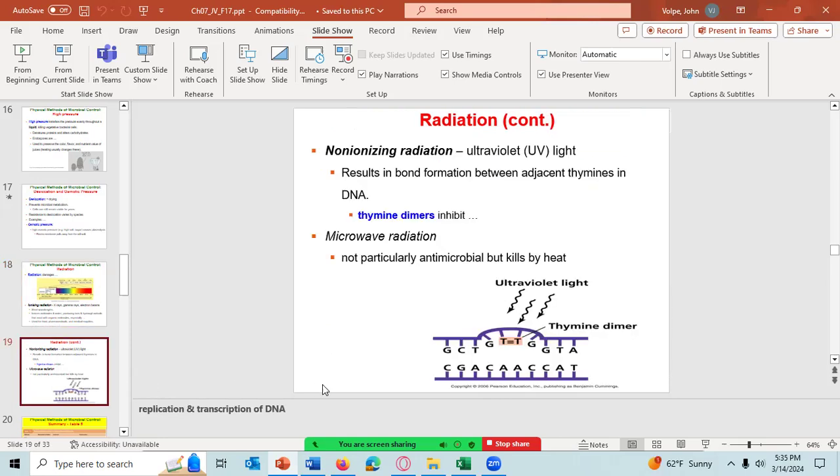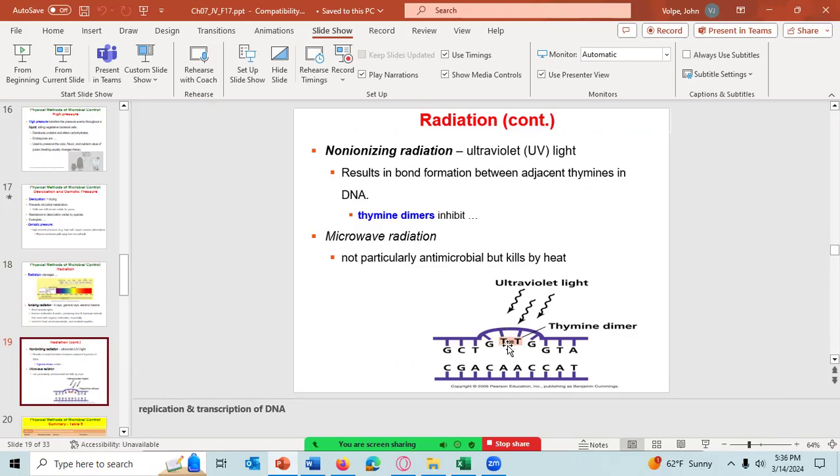Non-ionizing radiation is a radiation that doesn't have high energy. The most lethal one is ultraviolet light. Ultraviolet light is one of the forms of non-ionizing radiation. It causes thymine dimers to occur.